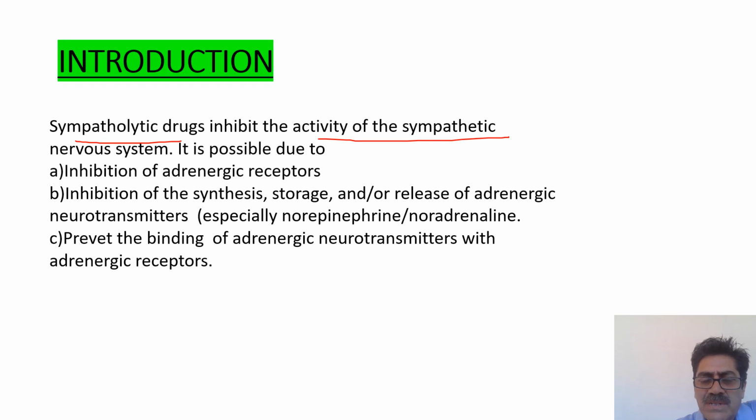Now sympathetic nervous system, it works upon adrenergic receptors. Adrenergic receptors are divided into two classes, alpha receptors and beta receptors. Later on they have their own subtypes. Alpha receptors have their subtypes as alpha 1, alpha 2. Similarly beta receptors have their own subtypes, beta 1, beta 2, beta 3.